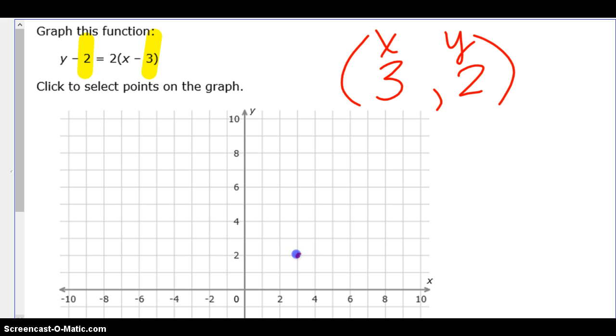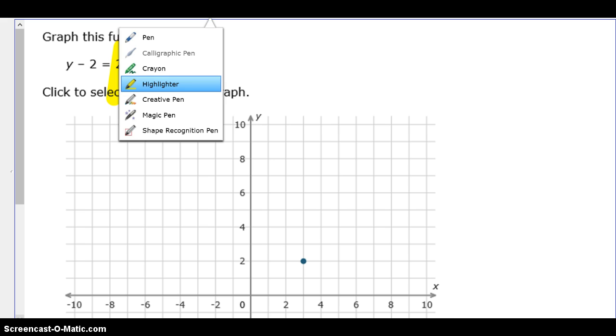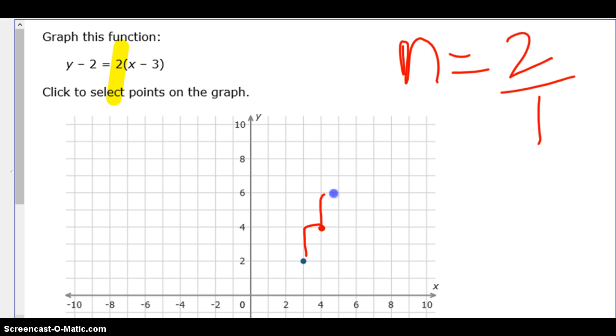3, 2 is right there. Okay, so now I've got my point at 3, 2. Then my slope is 2. Well, sometimes that is hard for me. What do I do with that 2? Well, you can always write something under there. What can you write under there? A 1. So I go up 2 over 1, up 2 over 1, up 2 over 1, or I could go down 2, back 1. And those points all end up on the same line.